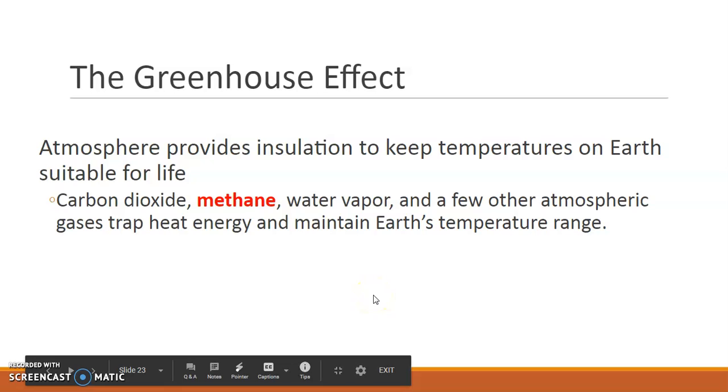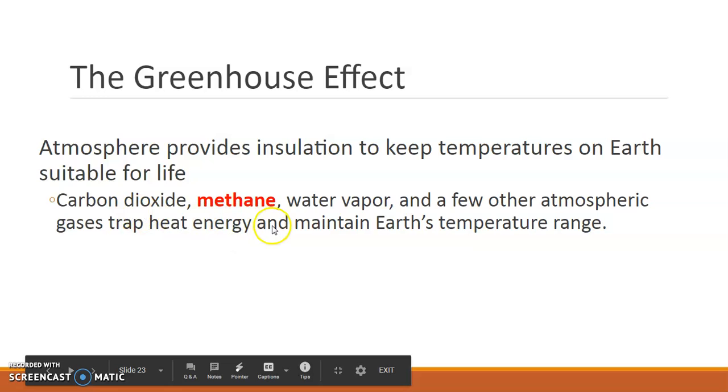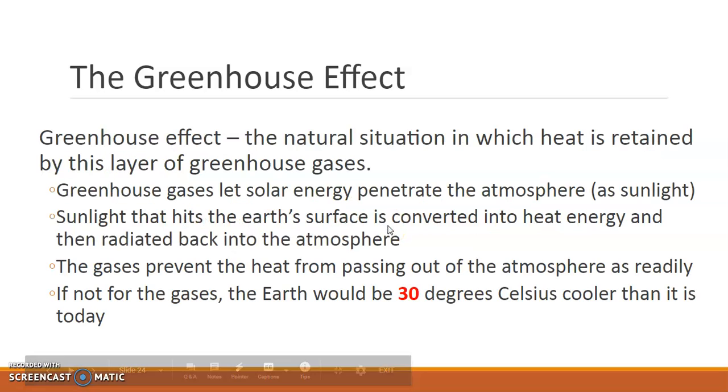The greenhouse effect is how the atmosphere provides insulation, so it keeps temperatures on Earth suitable for life. The ozone layer prevents too much heat from escaping, basically. All the carbon dioxide, methane, water vapor, and other kinds of gases help maintain the temperature range so we can live on this planet.